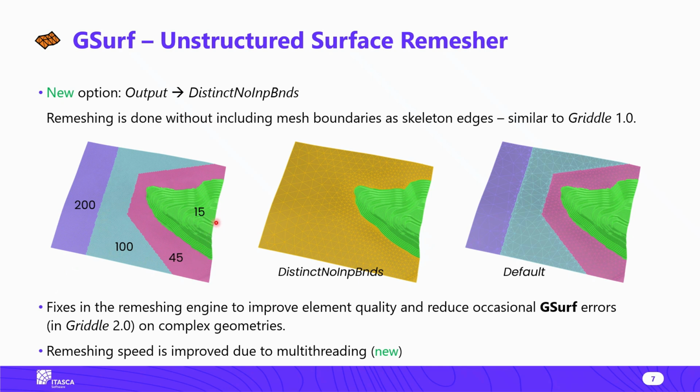It's an example when element size is prescribed on a number of meshes that connect to each other. And if people use default remeshing parameters in Griddle 2.0, they would get this type of result. But if they use the new option in Griddle 3.0, they can get this type of result.